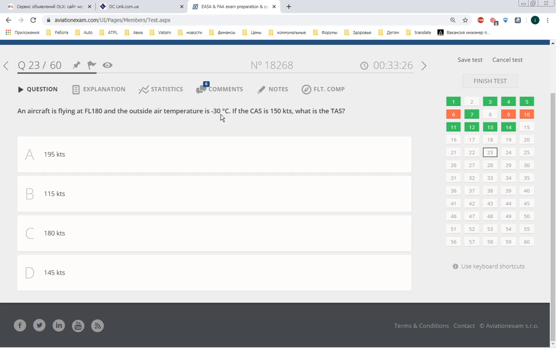Outside air temperature is -30. In this case we don't need to calculate deviation, just outside air temperature. So okay, calibrated airspeed is 150 knots. So it is a good tool.